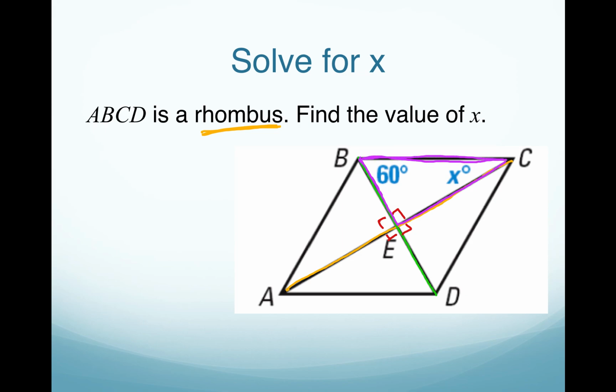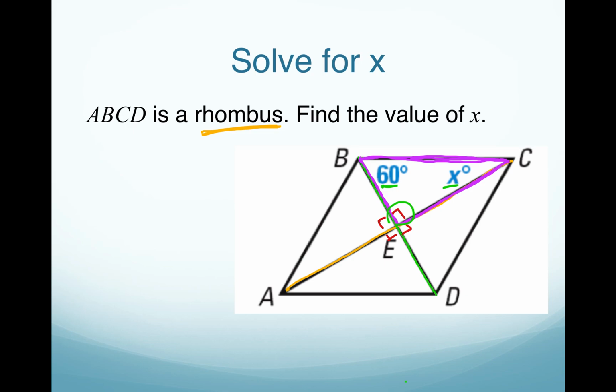Purple triangle. Well, the purple triangle has, let's see, an angle of 60 degrees, an angle of 90 degrees, and an angle of x degrees. That's 3 angles. Now, what do we know about the angle sum of a triangle?